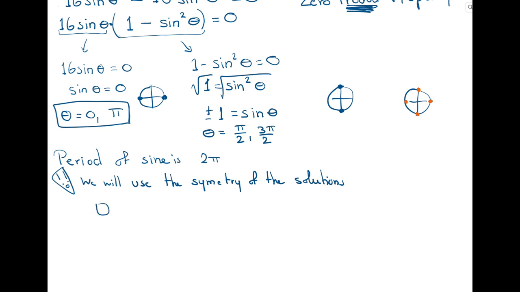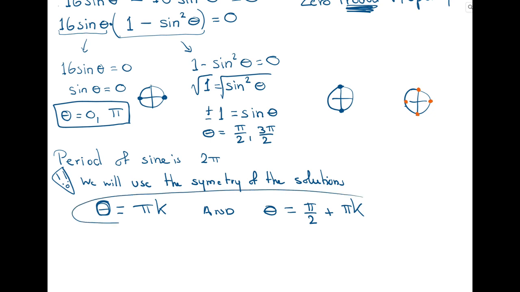And so I'm going to say theta is equal to pi k, and theta is equal to pi over 2 plus pi k. And when you think about it, is my 0 included in that? Well, yeah, if k is 0, theta is 0. If k is 1, theta is pi. If k is 2, theta is 2 pi. So we're back there again, right? And do the same here, and you should see that all of that would include all of your solutions.